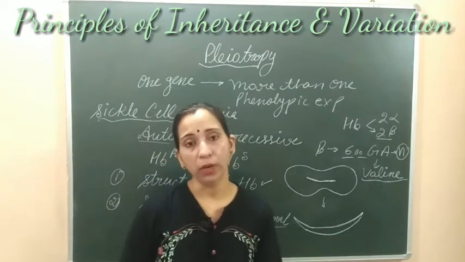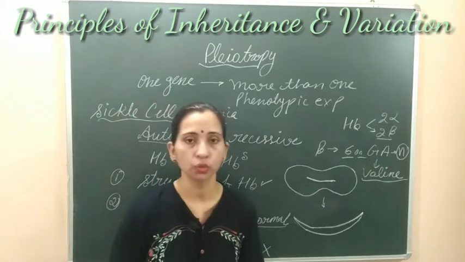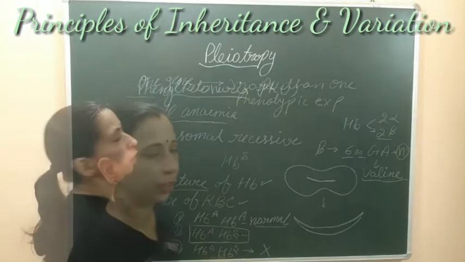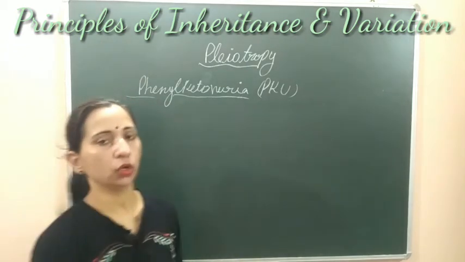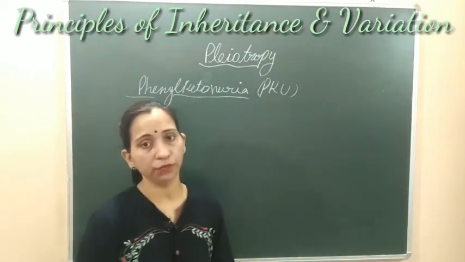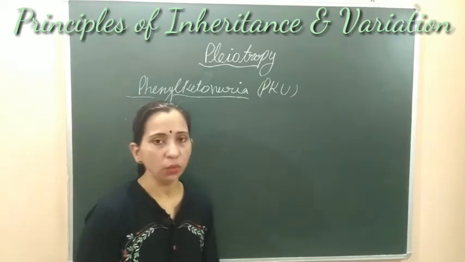Another example in the case of humans is phenylketonuria or PKU. So let's start with phenylketonuria. This is another metabolic disorder, a genetic metabolic disorder related to humans, and this disease is also an example of pleiotropy. So let's see what happens here.